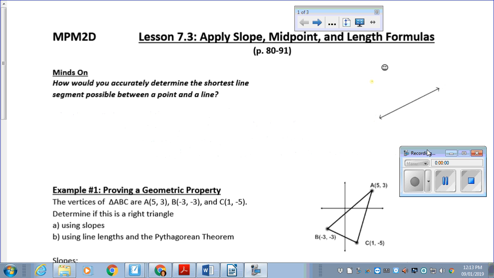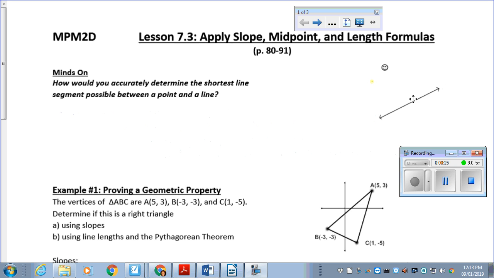Today what we're going to do is take a look at applying the slope, midpoint, and length formulas. If you're having any issues with those, I want you to go and take a look at 7.1 and 7.2. Now, if you think about it, if we're looking at a line and a point, the shortest distance could be the distance between any point on this line here, which is literally like a line distance calculation.